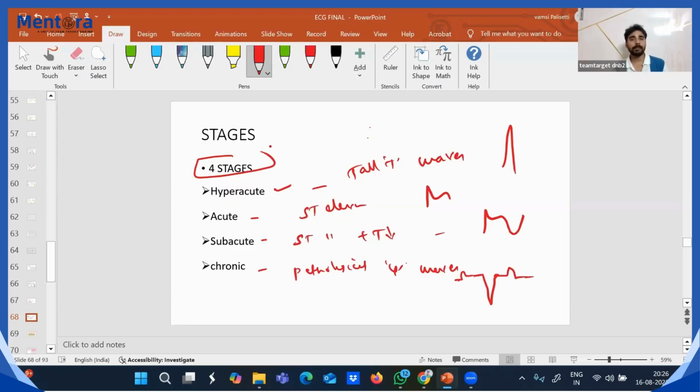Clear? So there are 4 stages: hyperacute, acute, subacute, and chronic. In hyperacute, you will see tall T waves. In acute, you will see ST elevation. In subacute, you will see ST elevation and T inversion, and in chronic, you will see pathological Q waves. So let us see this.